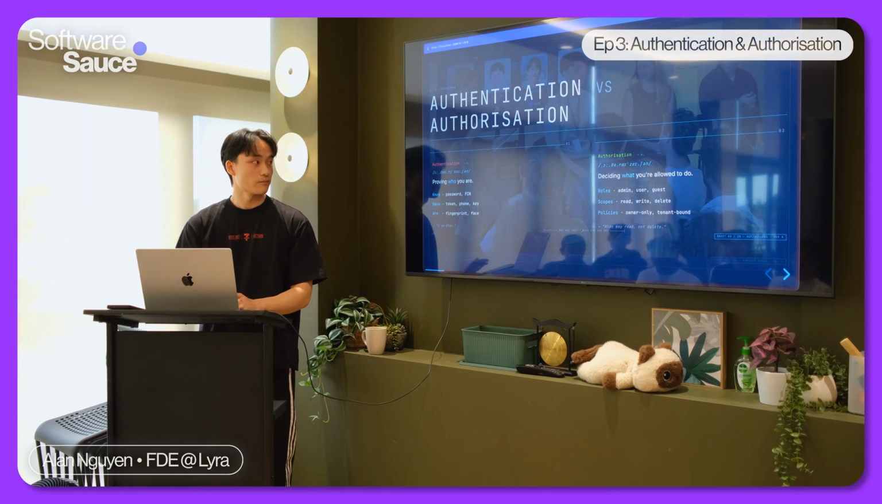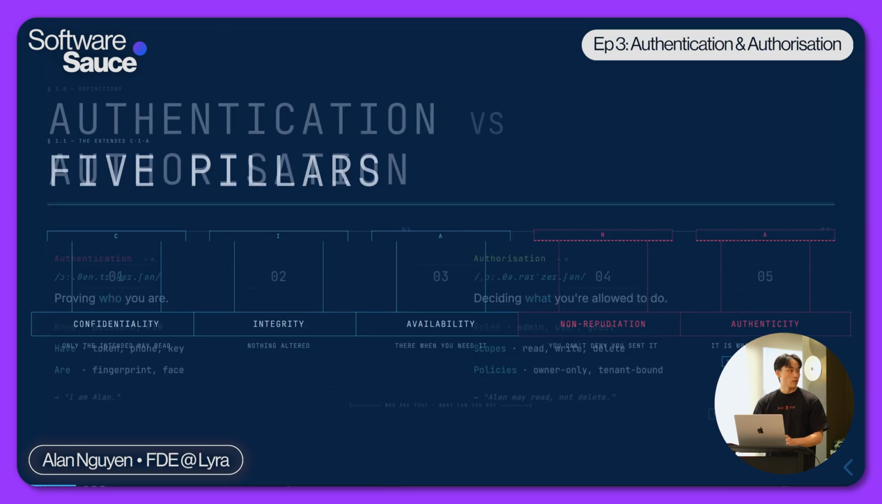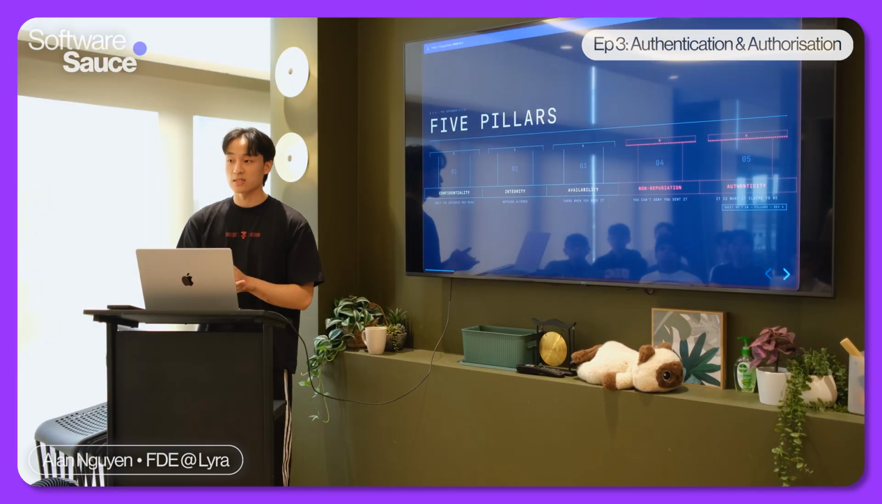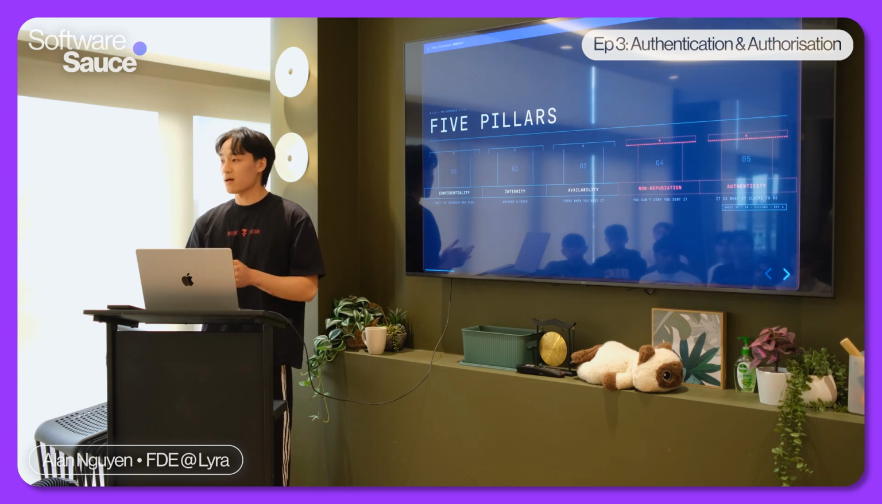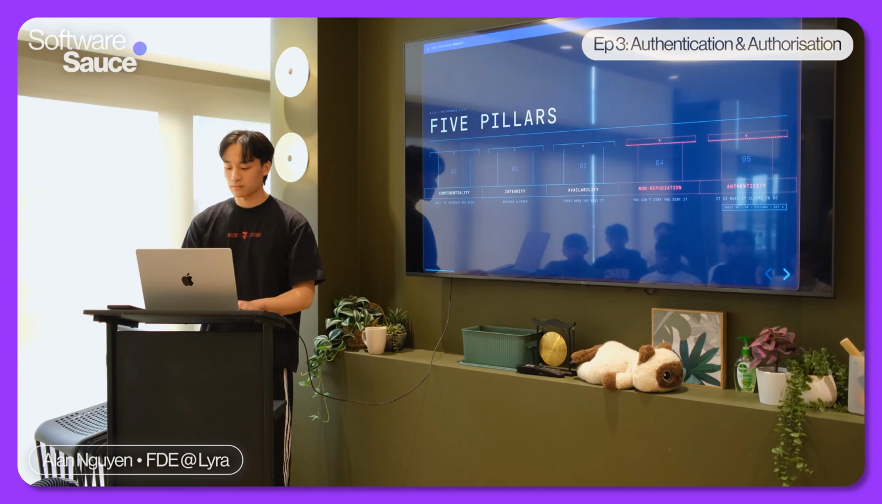So that's auth. Authentication is about proving who you are, and authorization is about what you're allowed to do. And why it's important ties back to the 5 pillars of information security. I'll just breeze through them. It's confidentiality, integrity, availability, non-repudiation, which means that you can't deny that you've done something, and authenticity, which means an entity is what it claims to be. So that's going to be the main one that we're focused on today, but I want everyone to have this in the back of their minds because auth is relevant to all 5 pillars.